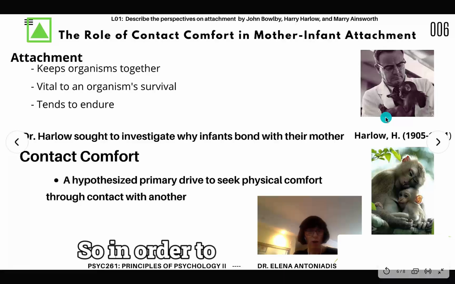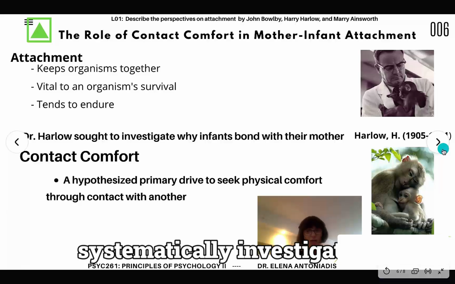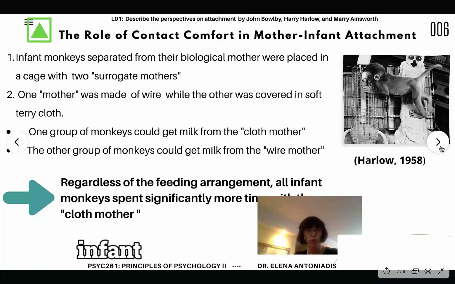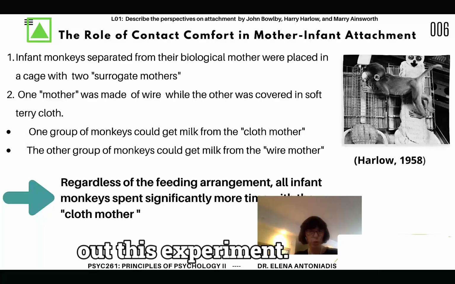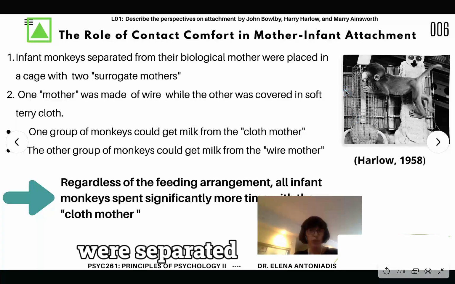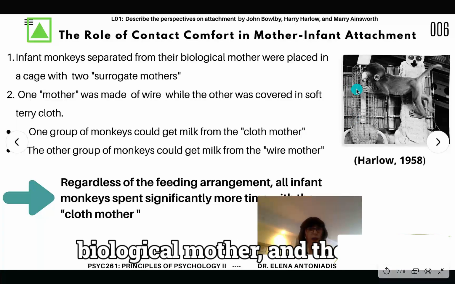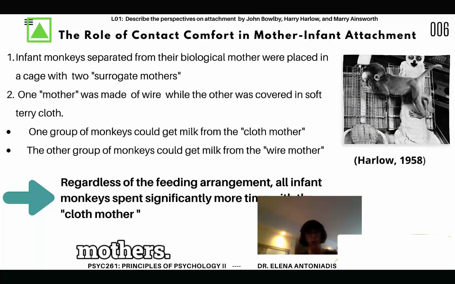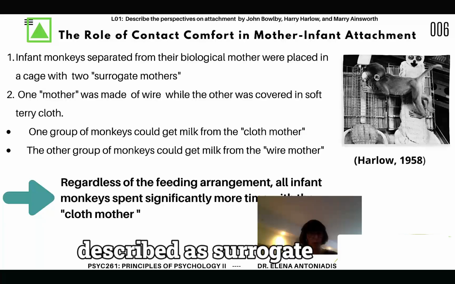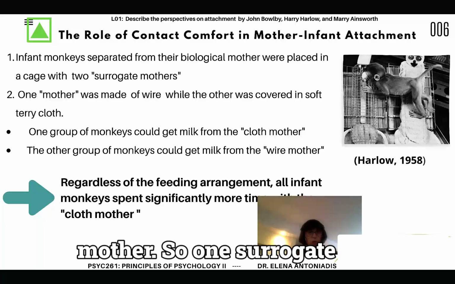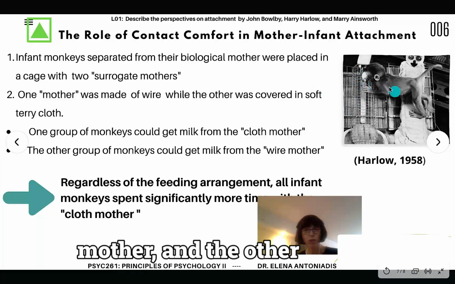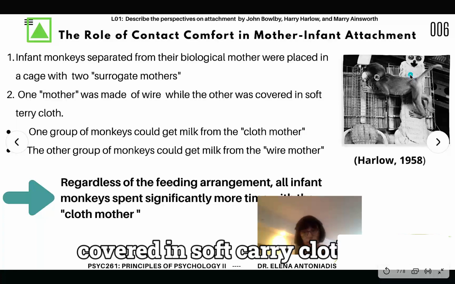So in order to systematically investigate the role of contact comfort in the formation of mother-infant bonds, he carried out this experiment. Firstly, infant monkeys were separated from their biological mother, and they were placed in a cage with two surrogate mothers. He called these surrogate mothers; they're inanimate objects, but for the purpose of the experiment, they were described as surrogate mothers. One surrogate mother was made of wire. So here's the wire mother, and the other was covered in soft terry cloth.